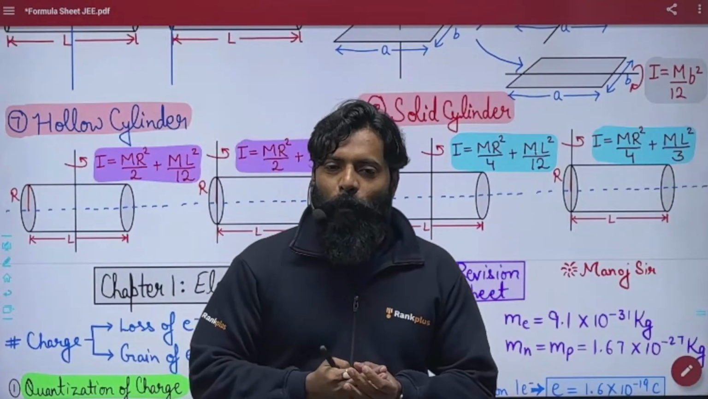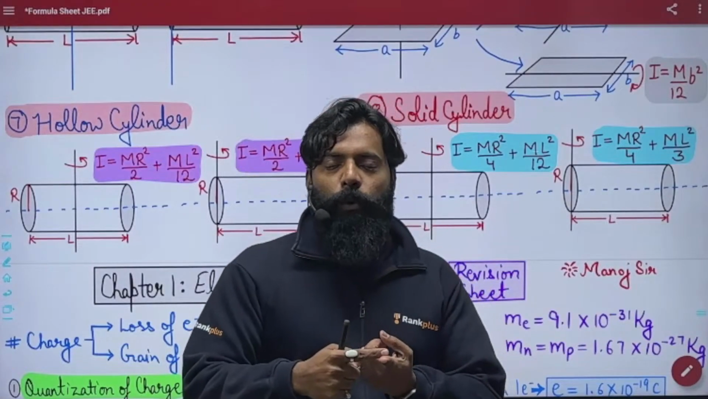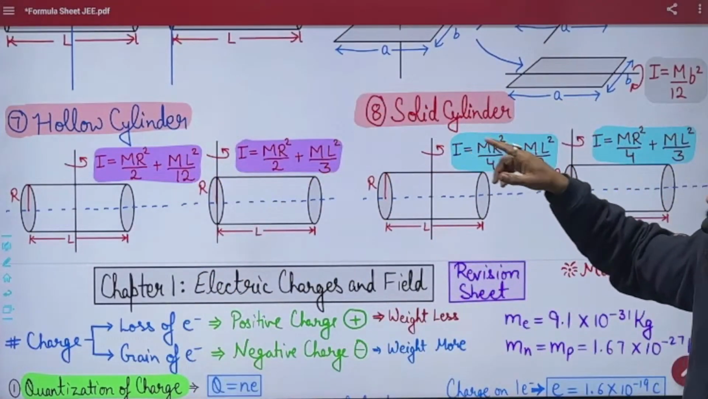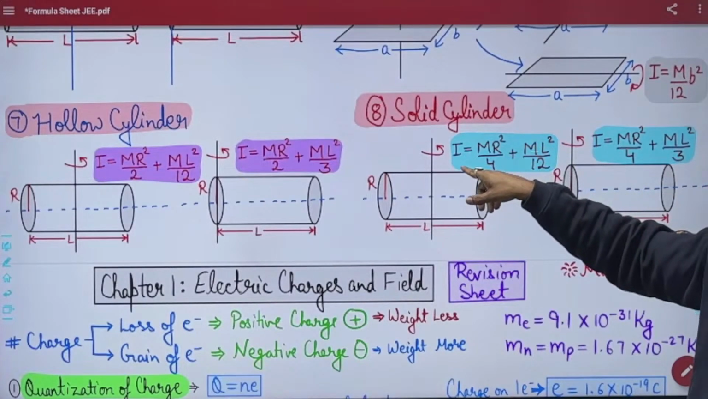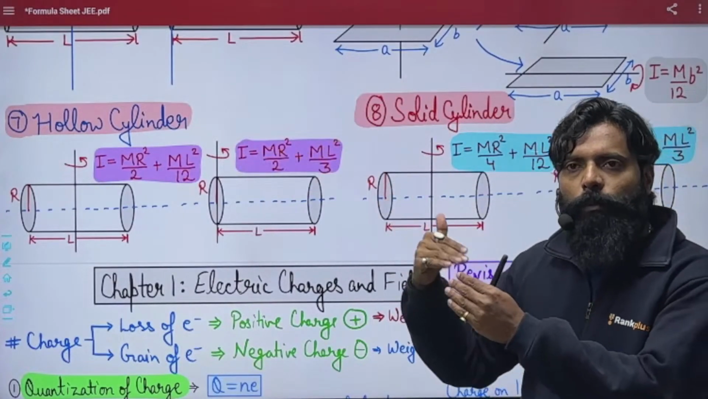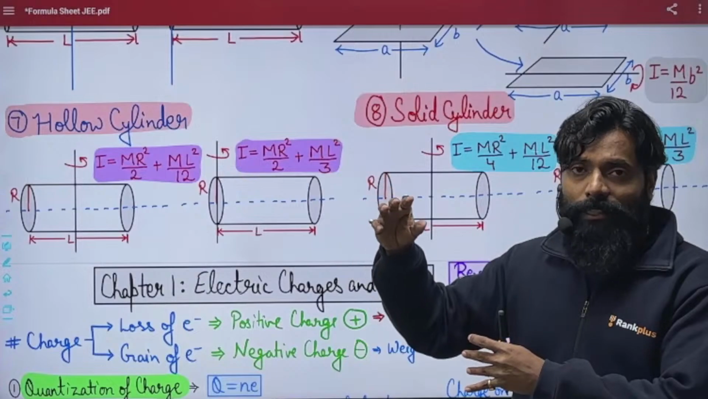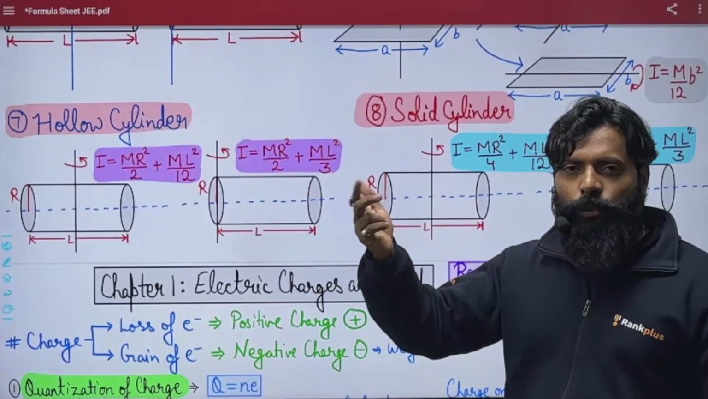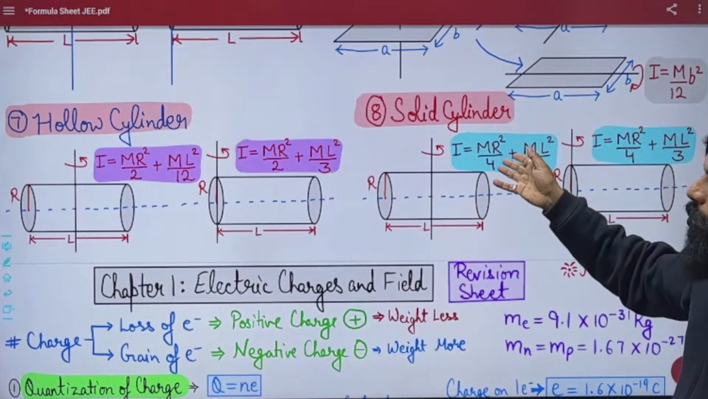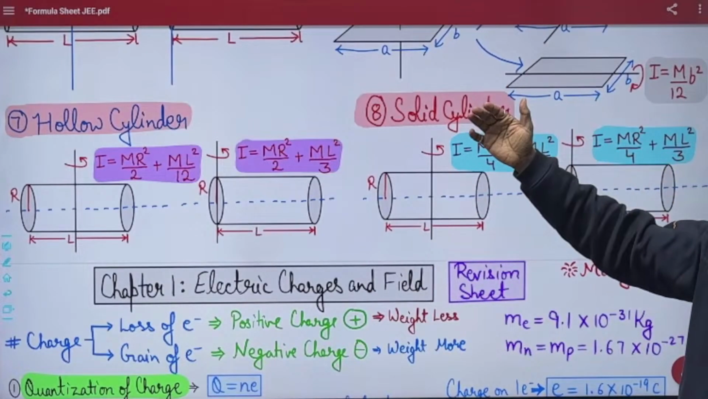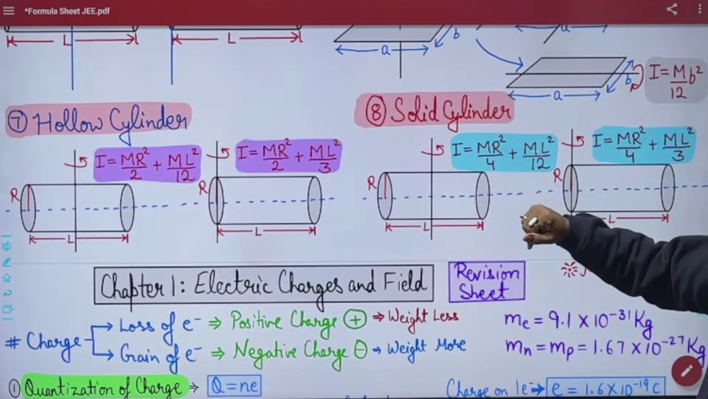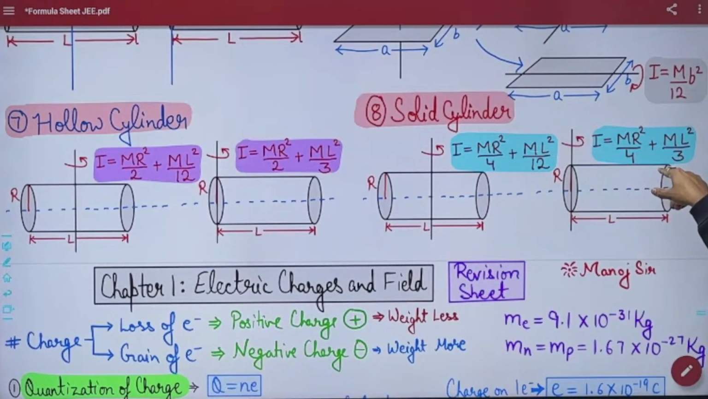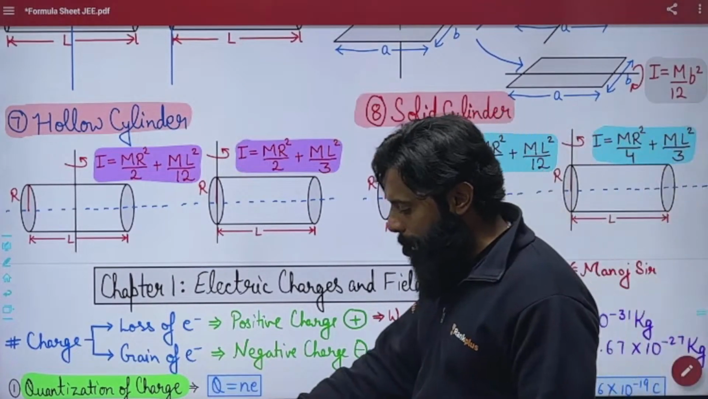If you open up the archives of JEE 2024, you will find that there was a question on solid cylinder. There was a question on hollow cylinder and the sphere. They are comparing the moment of inertia. Basically, the question was based on finding the radius of gyration ratio between the solid cylinder and the hollow sphere. So in this solid cylinder, you can consider MR² by 4, ML² by 12, MR² by 4, ML² by 3, right?